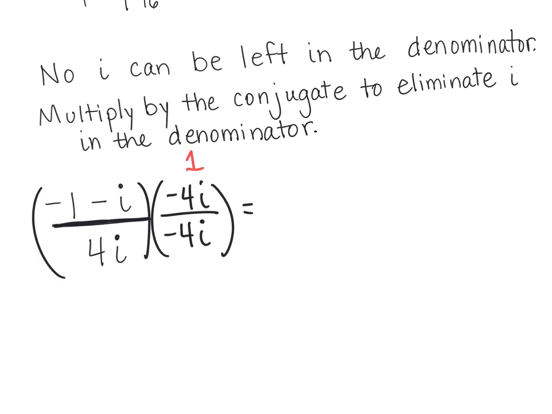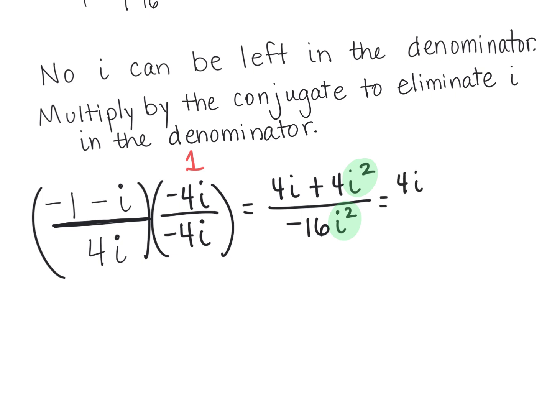Across the top, I'm going to distribute, so I have 4i plus 4i squared, and we'll deal with that i squared in just a moment. And in the bottom, I have 4 times negative 4 is negative 16, and again, I have i times i. Now, I know that I cannot leave these i squareds. They cannot cancel each other, but I am able to change them into negative 1.